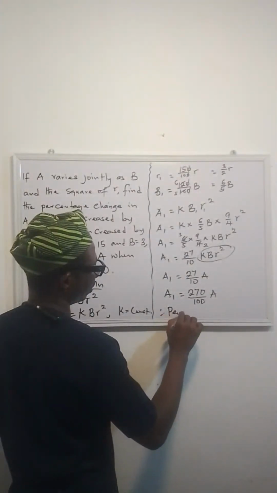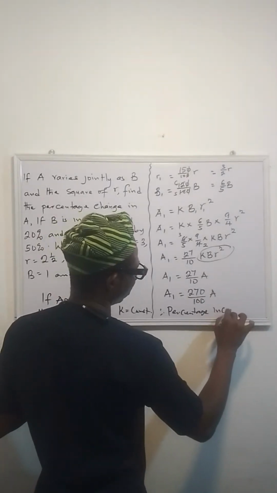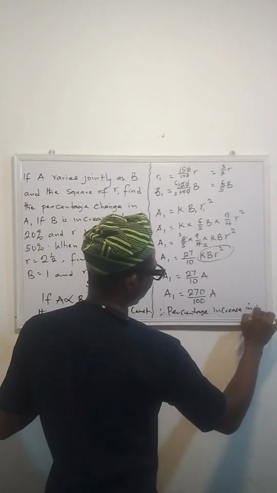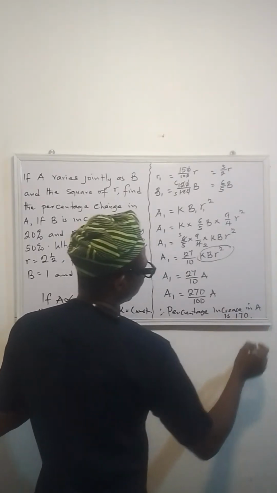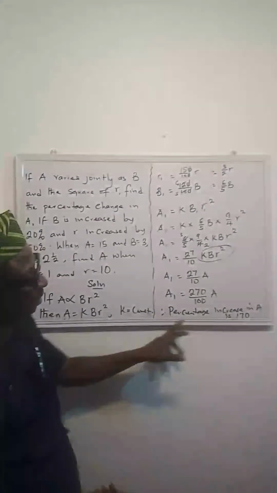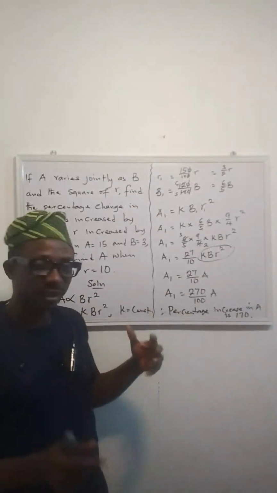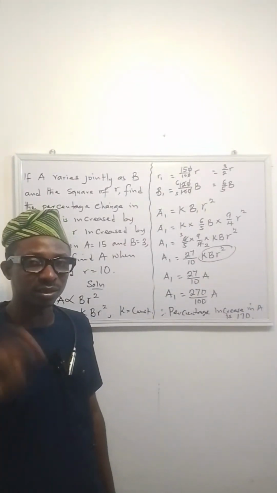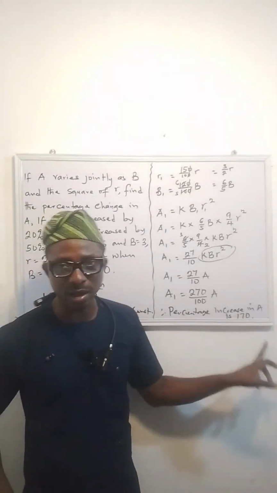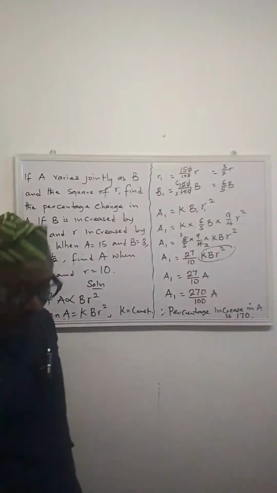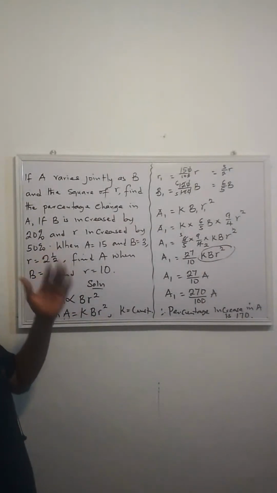So we will now write that the percentage increase in A is 170. The percentage increase in A is what? 170. So that means A is increased by 170%. Okay, A is increased by 170%. So that is the answer to the problem. So now that's the first part of the question.